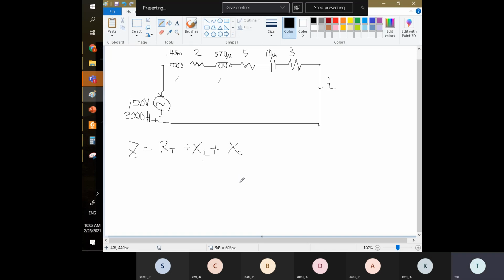The important thing I want to show you is this one, you know already, right? We have done it so many times. Omega L, and this is the reciprocal, 1 over omega C. And the Z is squared, right? Squared.